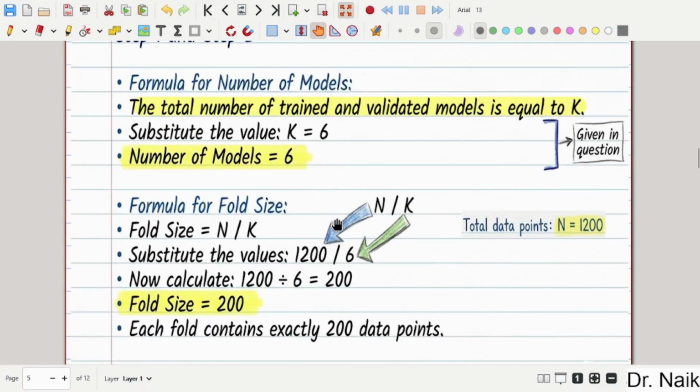Now calculate the fold size. Fold size is calculated by the formula n divided by k, where n is the total number of data points and k is the number of folds. So the total number of data points is given as 1200 and the number of folds is 6. So it is 1200 divided by 6, that is 200. So fold size is 200. That means each fold contains exactly 200 data points.